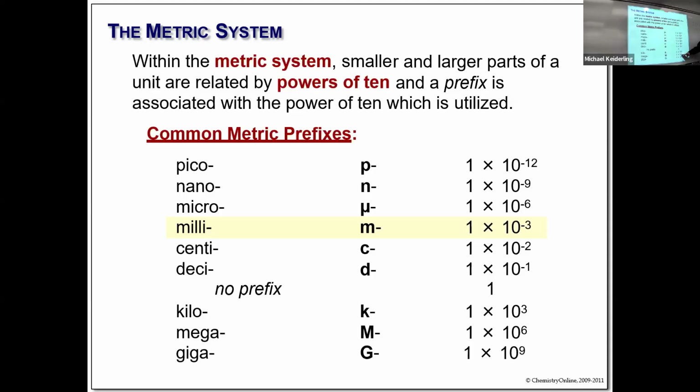Kilo is 10 to the 3. Mega is 10 to the 6. Giga is 10 to the 9. You probably know what the one that comes after giga is. It's tera followed by peta, because those get used in computing.